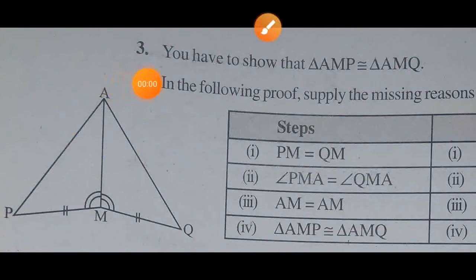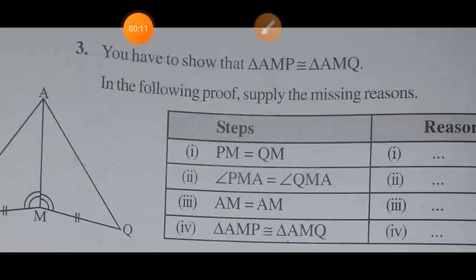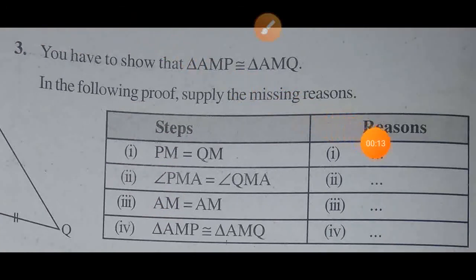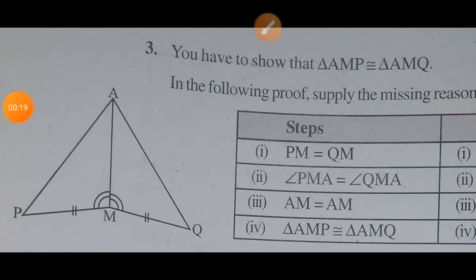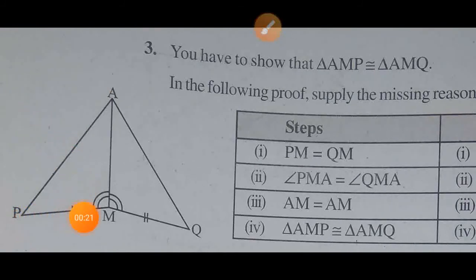This is the question third. You have to show that triangle AMP is congruent to triangle AMQ. In the following proof, supply the missing reasons. This is the given figure and these are the steps. We have to give the reasons for these particular steps. It is PM equal to QM. That is our first step. In the figure, it is PM and it is QM, and these two are equal. It is already given in the figure.